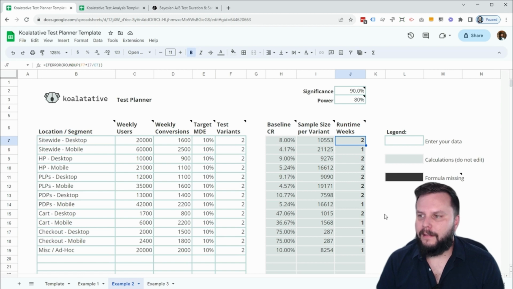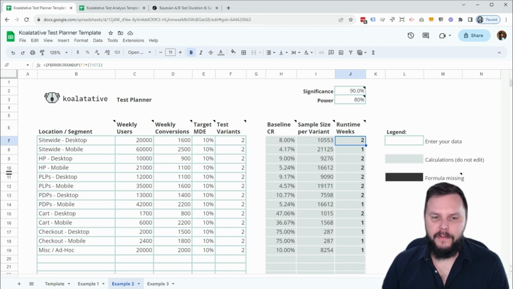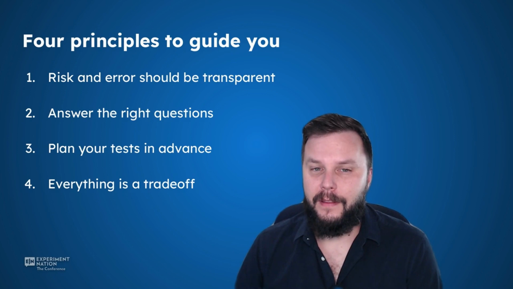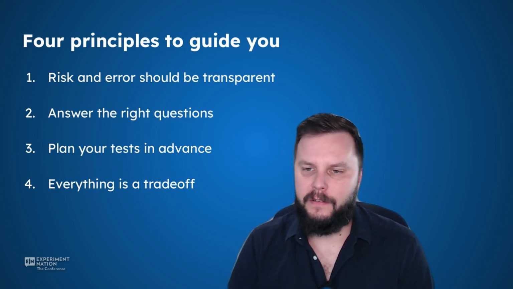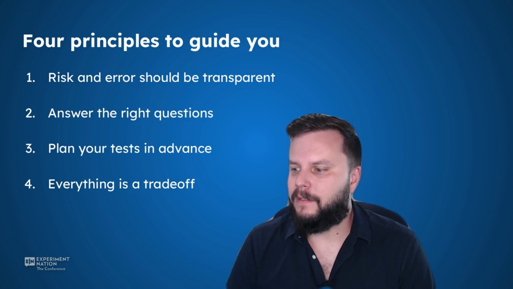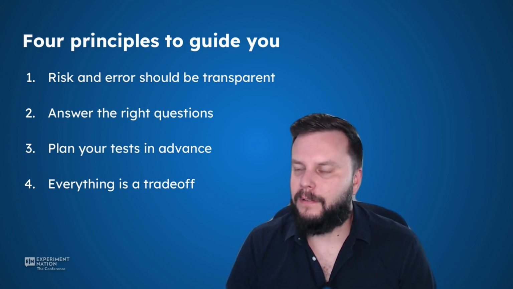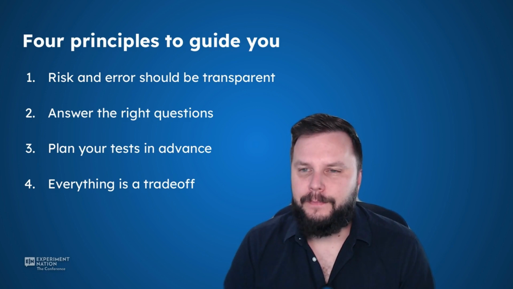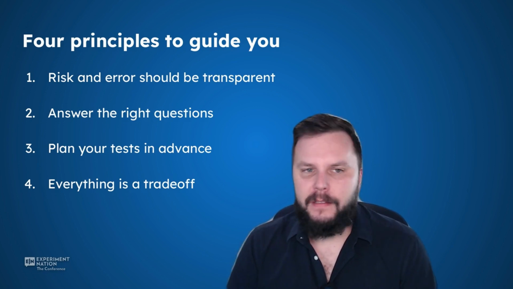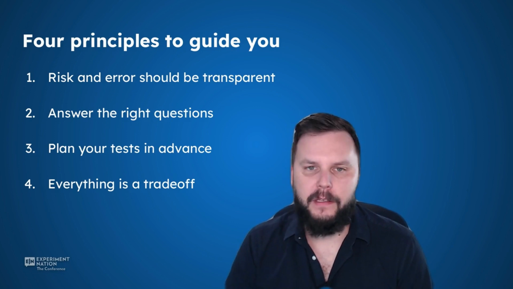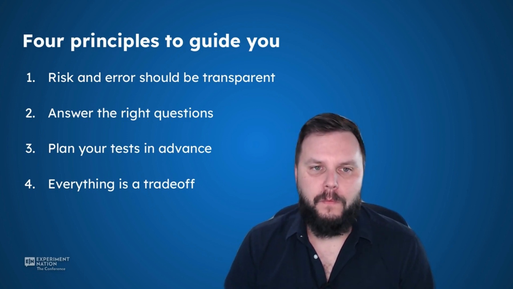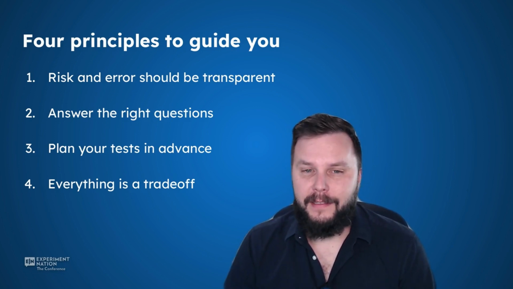And in that light, I have some principles that could help guide us when making all these kinds of decisions of which statistical methods should we use and how should we be planning our tests. So this is what I think are very important considerations that sometimes get missed in these kinds of decisions. One, I think that risk and error should be transparent and out in the open.